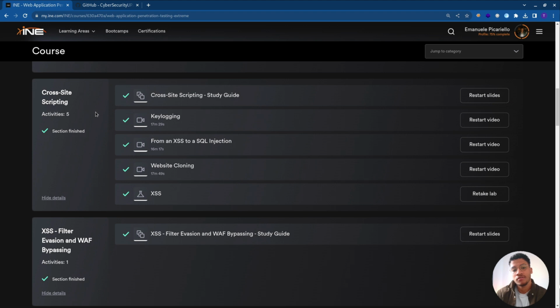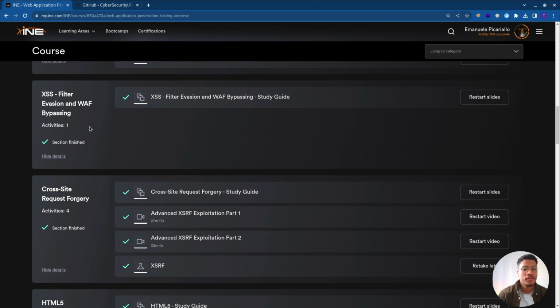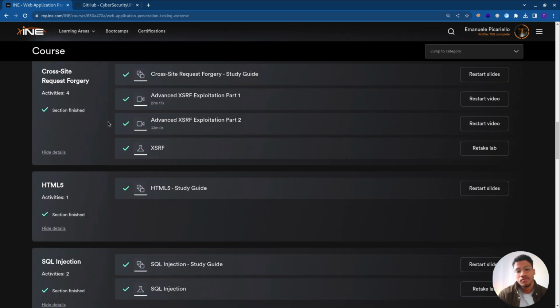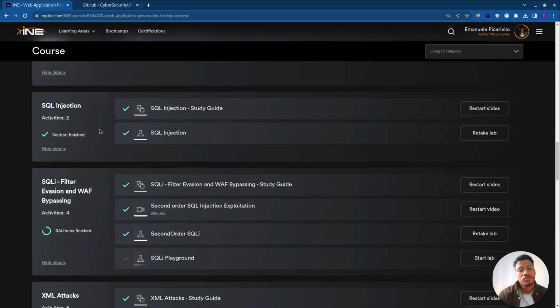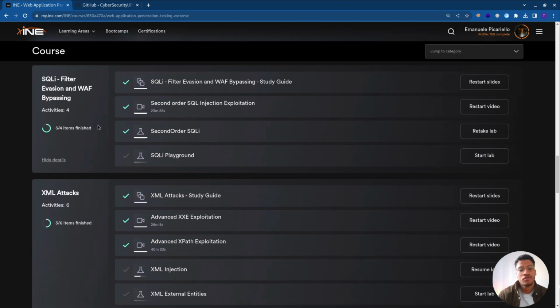You can see here cross-site scripting. It is not so different from the one in the eWPT, but I think there are more advanced techniques to learn. Also the XSS filter evasion and WAF bypassing. This is very nice; you truly need it. Then cross-site request forgery, HTML5, and SQL injection. In SQL injection I want to focus a little bit, because there will be mainly evasion and WAF bypassing, but also second-order SQL injection and so on.